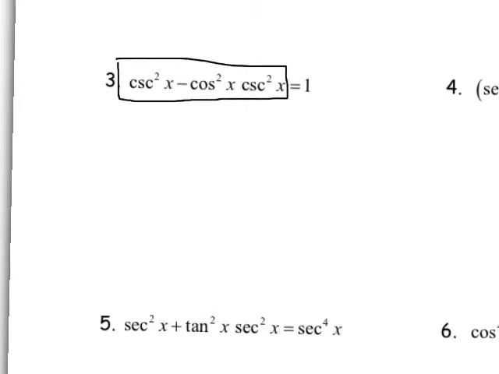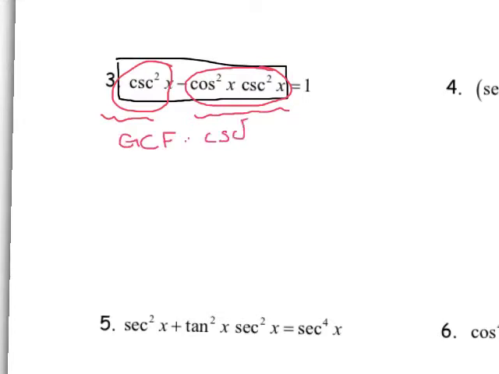So what I mean by that is that in this group we have cosecant squared, and in this group we have cosine squared times cosecant squared. But in both cases, they have the greatest common factor of cosecant squared. And when you have a greatest common factor, you want to go ahead and pull that out of your parenthesis. So cosecant squared.